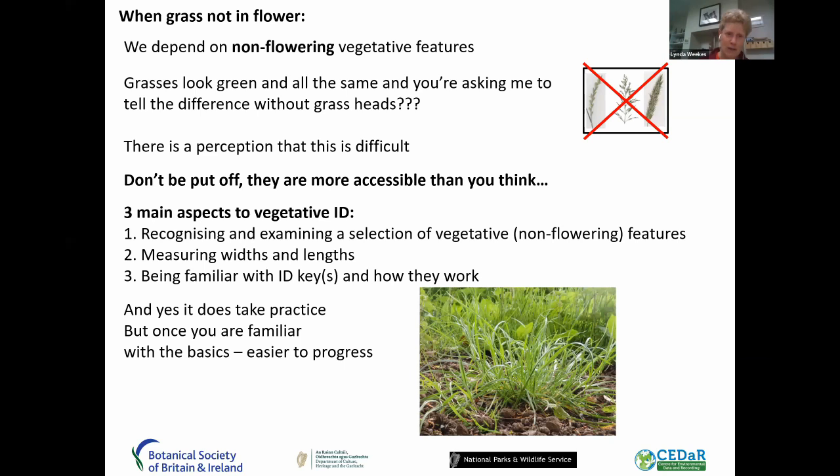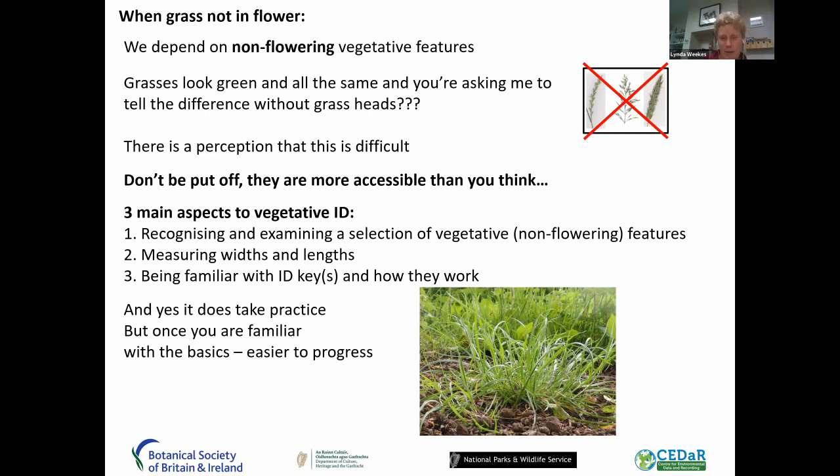The second aspect is it's all about measuring widths and lengths of those features. So that's another thing. You need a little ruler of some sort. And the third thing, which we won't deal with today but will deal with in the next webinar, is being familiar with the ID keys and how they work. So we're going to deal mainly with aspect 1 today. We're not going to measure much today, really. That'll come when we're identifying individual species next week.